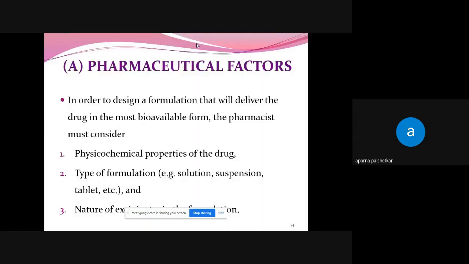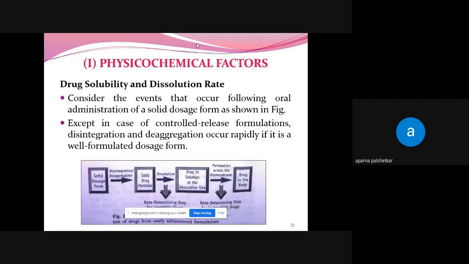So in these pharmaceutical factors, we basically are going to see the physicochemical properties of the drug, the type of the formulation, which I've already shared with you all, which is going to be a part of your assignment, and the nature of excipients. In these physicochemical parameters, we'll see the drug solubility and the dissolution rate.